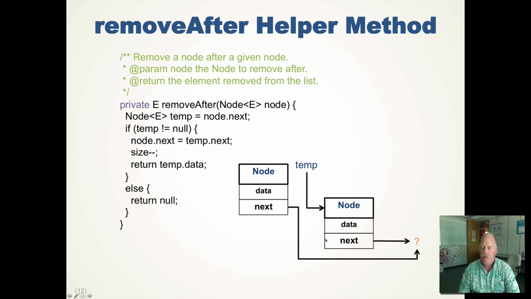And now this node is no longer in the list, because the next node for this is over here and not here. We decrement the size because we removed an item from the list, and we return the old data that was removed from the list. If temp is null, which means node is at the end of the list, we're done because you can't remove anything after the end of the list, so we return null.